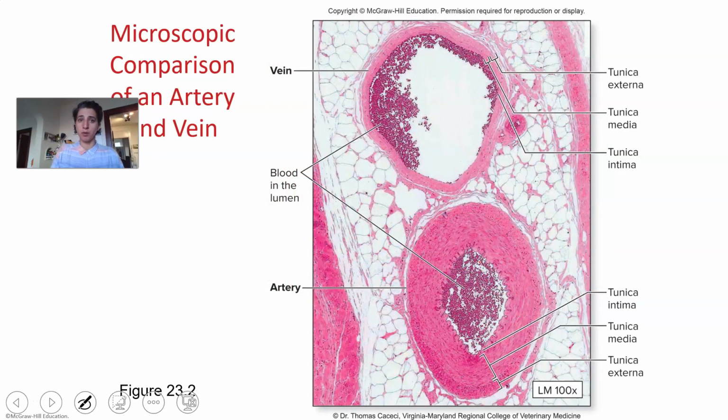If you look at a microscopic comparison, this is one of the really cool things that you can observe in anatomy, where it looks similar to the stylized cartoon. If I was to show you this on an exam, you should immediately be able to recognize that one of these is a vein and one of these is an artery. Because the vein has a very large lumen, and the blood pressure within veins is a lot lower.